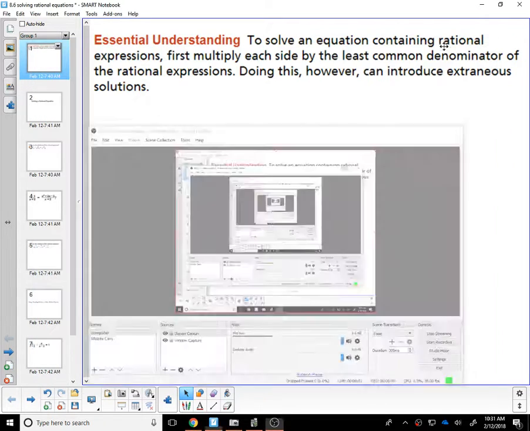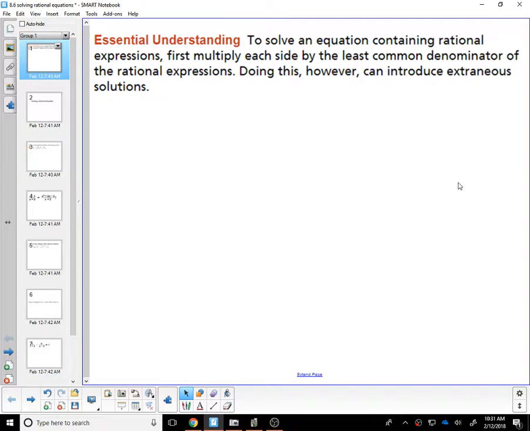And here we go. So, for starters, the objective today, we're solving the rational equations. So we've been working with the expressions, we've been finding the common denominator, correct? And then we've been combining those as we see necessary.